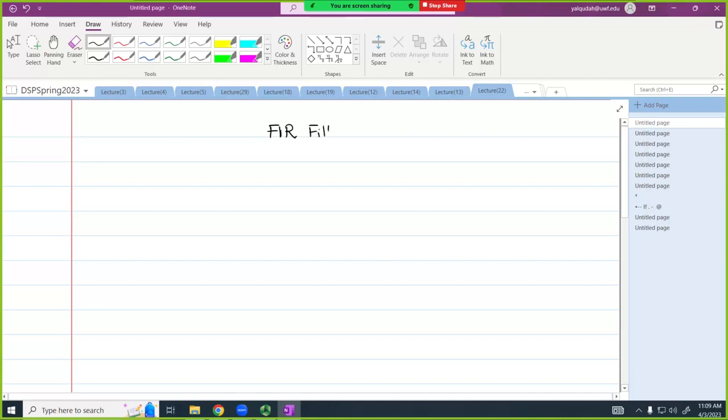FIR filter design. So we're going to look at how we design different types of filter. We're going to look at the low pass filter, a band pass filter, a high pass filter, and a band stop filter. We're going to look at an ideal filter, and then we're going to see how we can get a practical filter from this ideal filter.